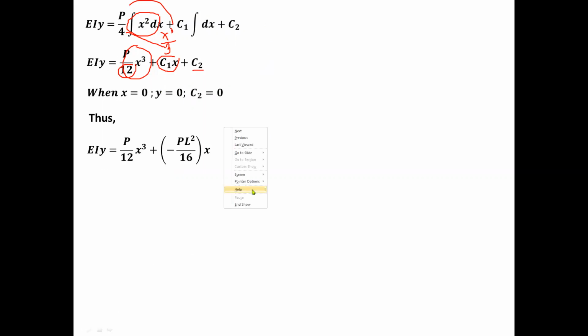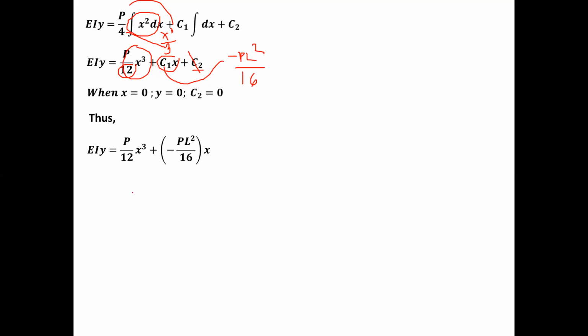So tapos na yung double integration process natin. Ngayon naman, useful ito, no? Lagi niyong ginagawa yan. When x is 0, y is 0, c sub 2 is also 0. Then coming up next, we do the direct substitution process. From this equation, cancel na ang c sub 2. Eh may value tayo ng c sub 1. I think that is negative PL square over 16.